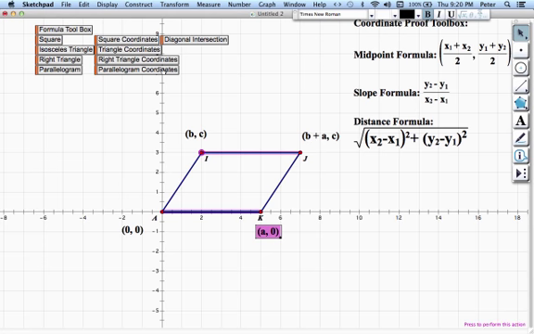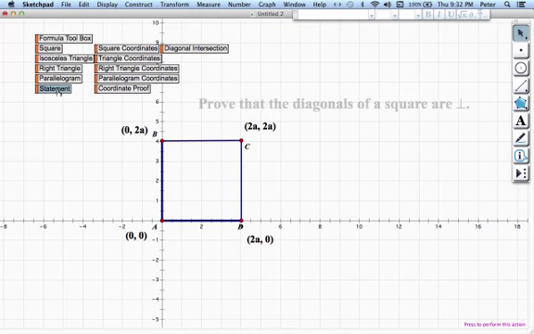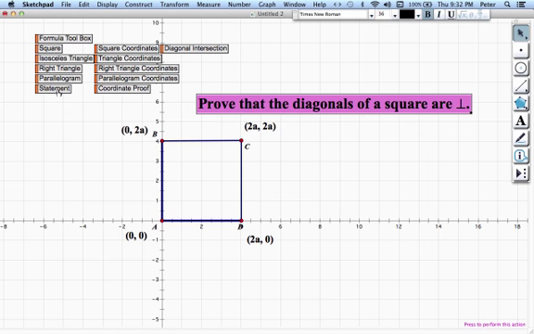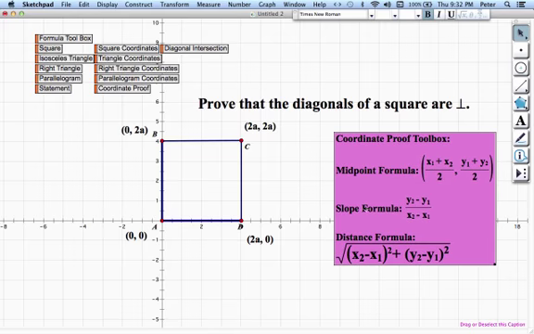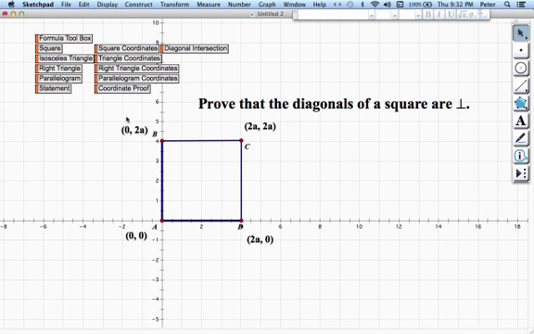Okay, let's take a look at how to do an example coordinate proof, and then we'll conclude the video. Let's take, for example, the following statement. Prove that the diagonals of a square are perpendicular. Well, as soon as I start thinking about perpendicularity, I should start considering my slope formula, because that's what allows me to prove if lines are perpendicular or parallel. So I will take the diagonals of the square and draw them in, and I see that I have to calculate the slope of AC and BD. So let's start off with that.